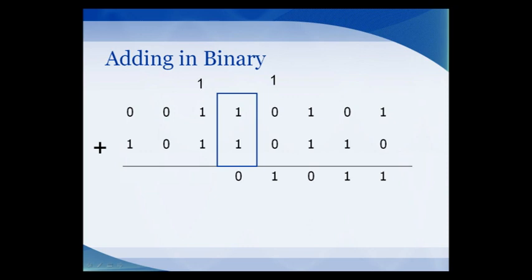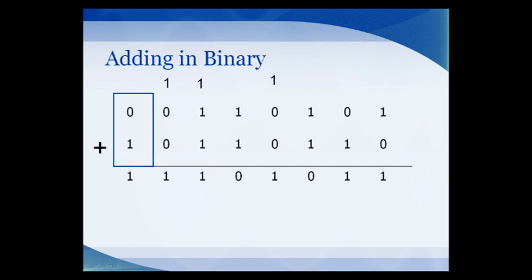Now we have a tricky one. We have 1 plus 1 plus 1. Okay, that's 3, but there is no 3. And 2 is 1, 0, so 3 is 1, 1. I'm going to carry the 1 and put a 1 down below. So the next column, we have 1 plus 0 plus 0. That's just 1. And 0 plus 1 is 1, so this is our answer. And it should match up pretty well.